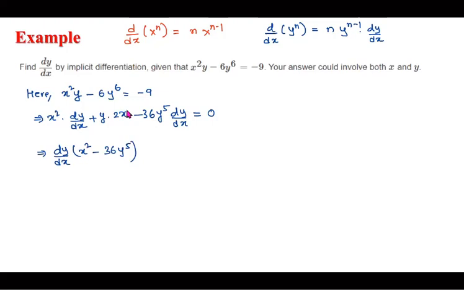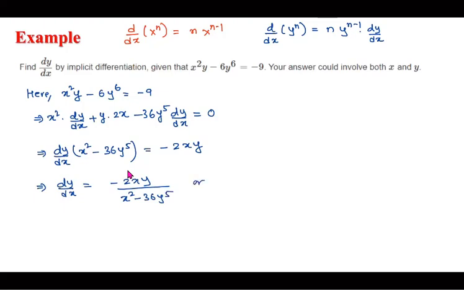Then the next thing we can do is this one is without dy over dx. I can move it across. So that will be minus 2xy. Right? If we move that to the right-hand side, it will be negative. Now to find dy over dx, we have to multiply on both sides by this quantity. So we get the derivative dy over dx is equal to, on the right-hand side, we have negative 2xy over x squared minus 36 y to the 5.